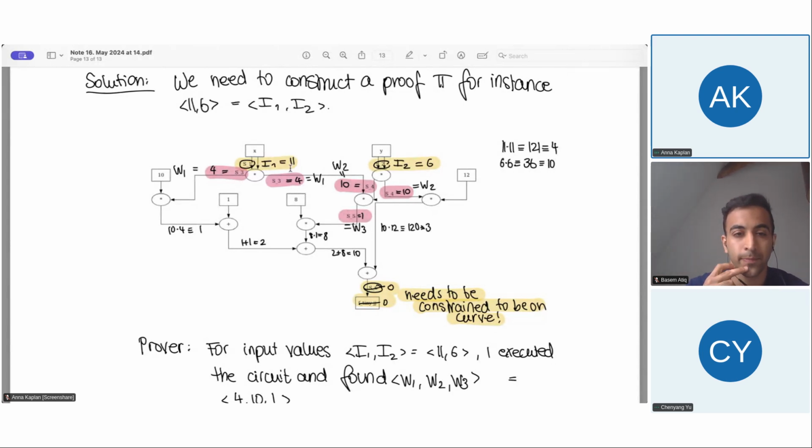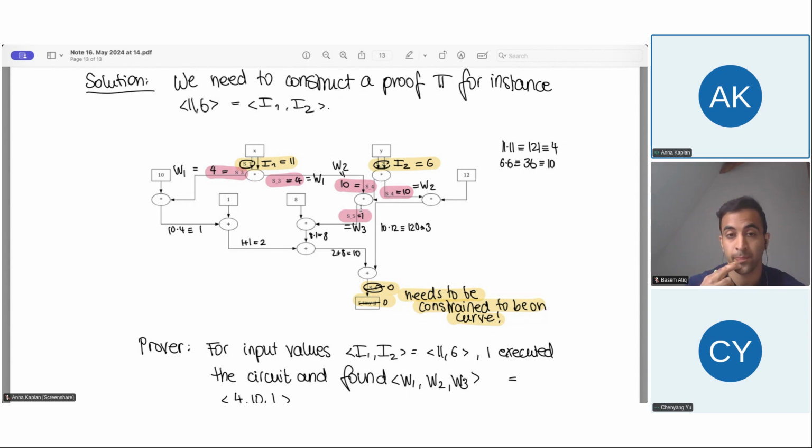So 11 times 11 in modulo 13 arithmetic is going to be 4. And 6 times 6 in modulo 13 arithmetic is 10. So the outgoing edges here will be 10. And this is the first S3 here, which, when we did not know what was a witness and what was an instance, we labeled all of the edges by S's. But since now we're going to look at instances and witness values, we're able to label them accordingly. So this will be the first intermediate witness value being 4, and the second one will be 10.